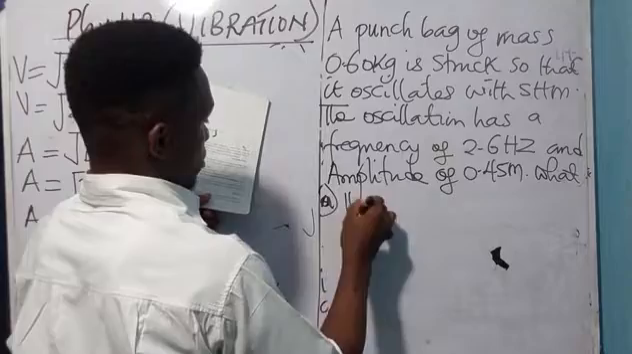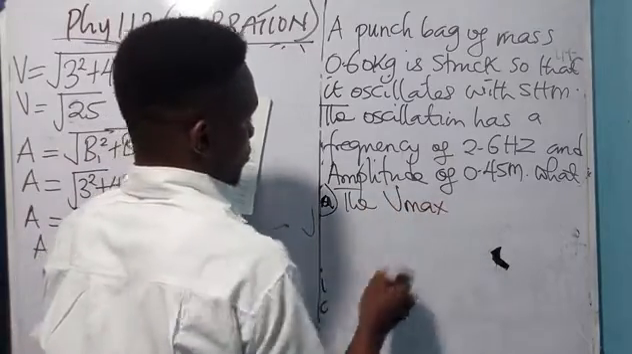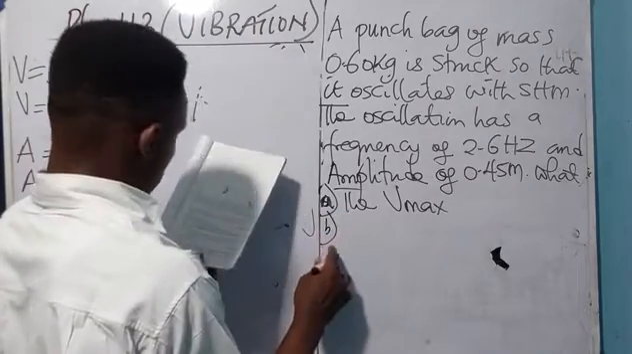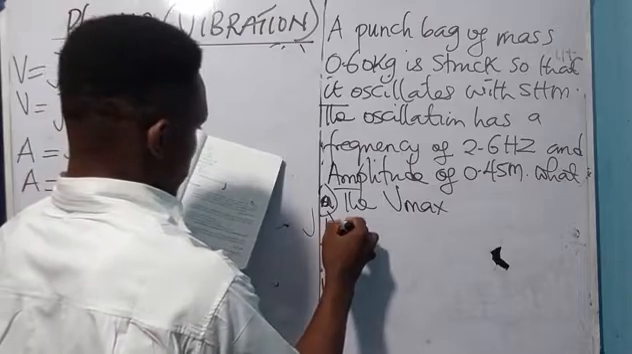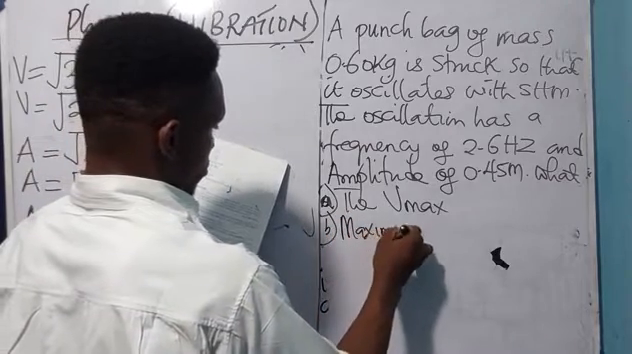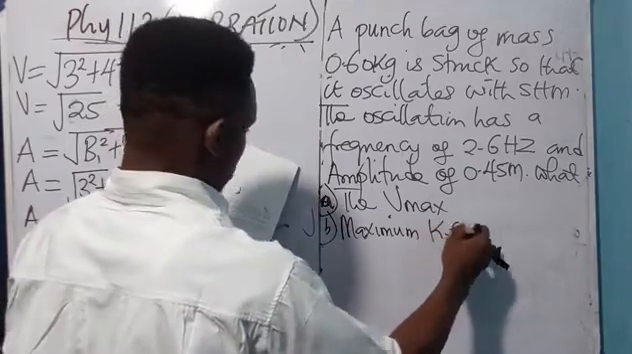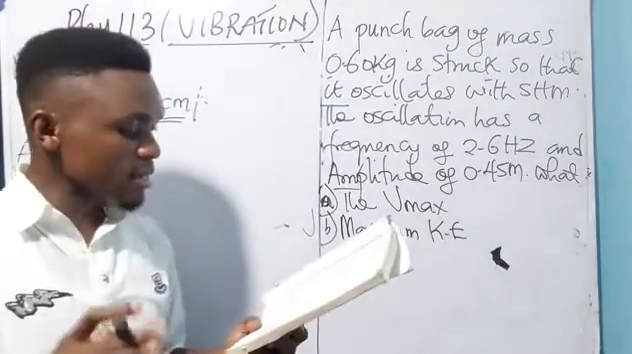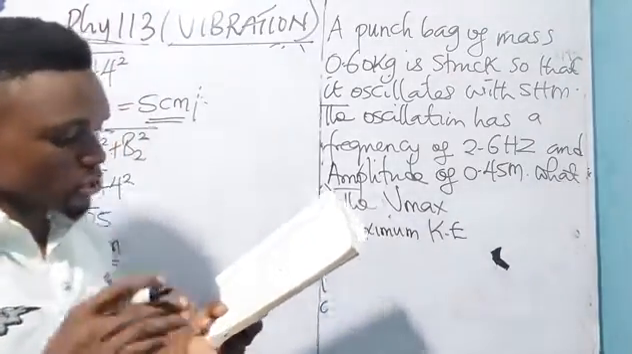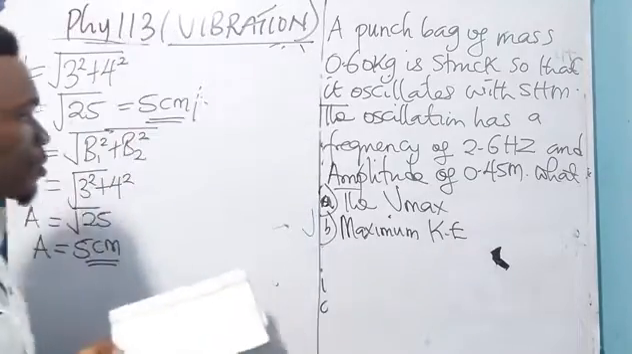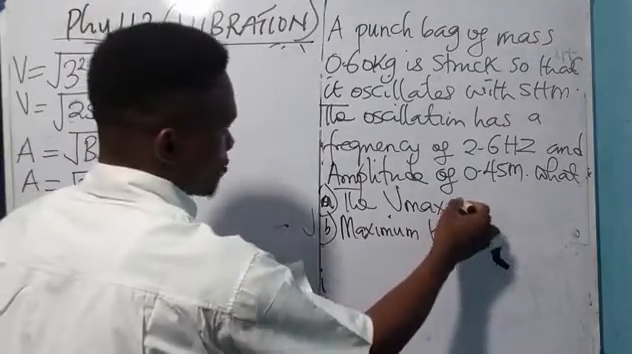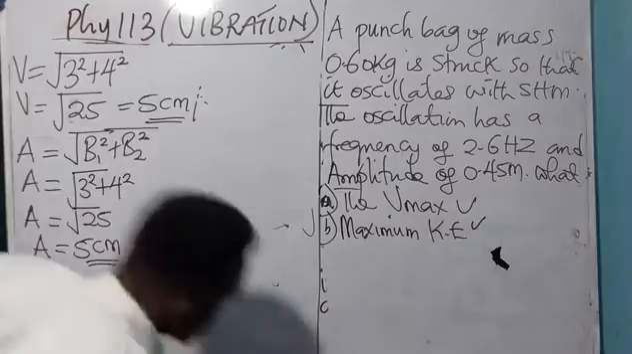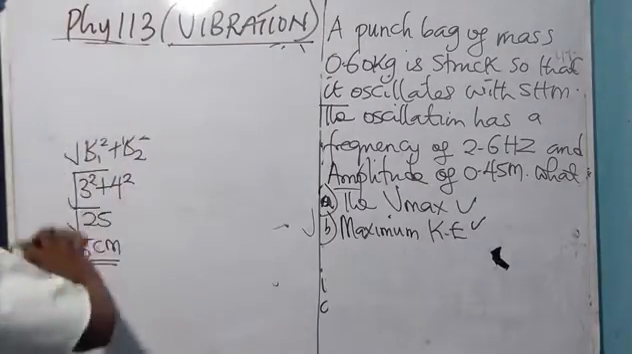A, what is the V max? And B, what is the maximum kinetic energy of the bag? And C says, what happens to the energy as the oscillations die away? Of course the answer is in your textbook. So my focus is on A and B. So let's solve this one together.